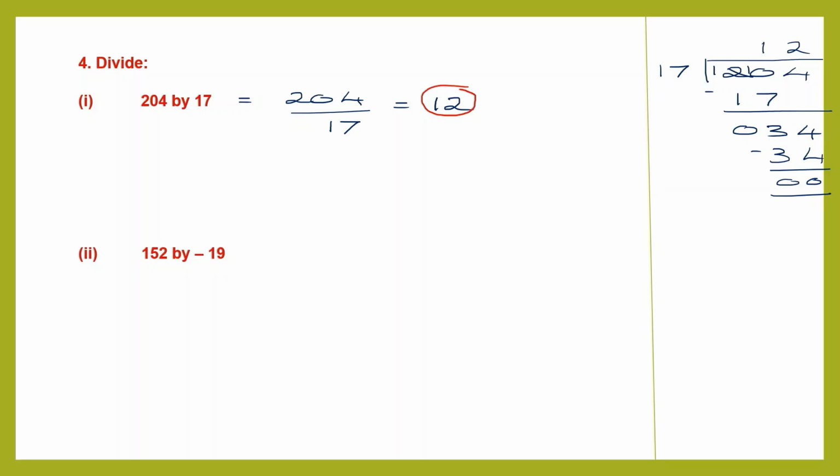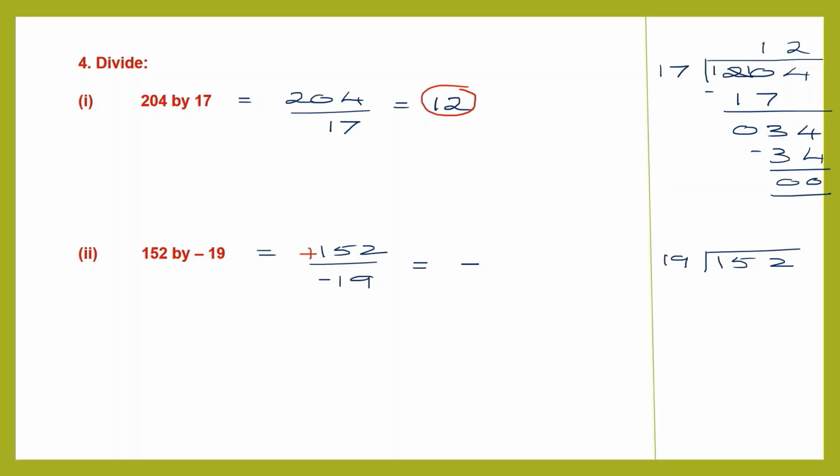Next question, 152 divided by minus 19. So 152 divided by minus 19. So here we don't have a sign for 152, that is a plus sign. When signs are different, your answer will be negative. So now we have to divide 152 by 19. So let's do that division.